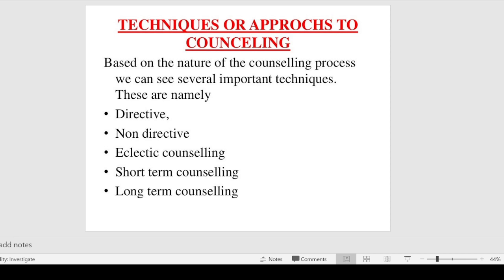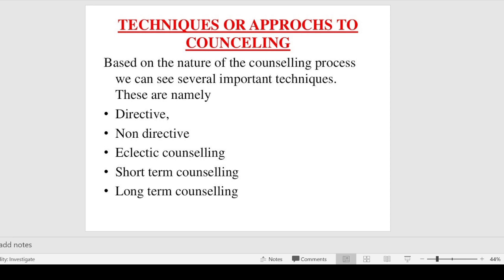And non-directive counseling means a specific point may not be included, but it includes all the points, and overall we try to modify certain kinds of behaviors. And eclectic counseling we also say is like specific or goal-oriented counseling, such as marital counseling, family counseling, behavioral counseling. Such kinds of words, when we use them, we call it eclectic counseling.